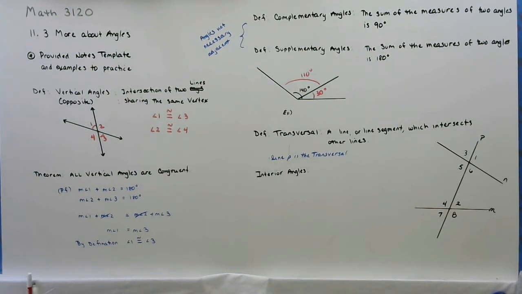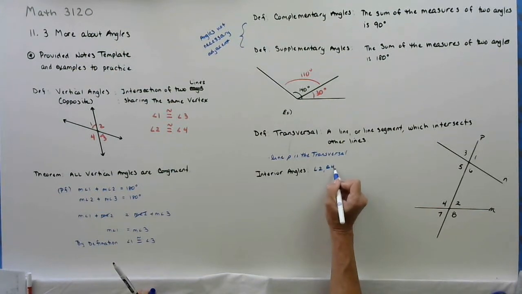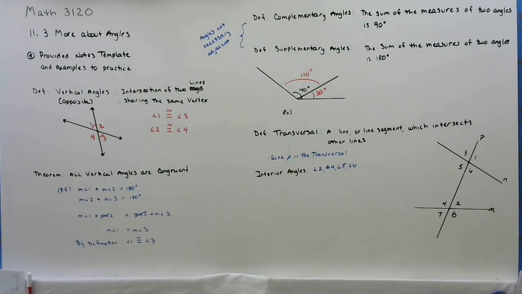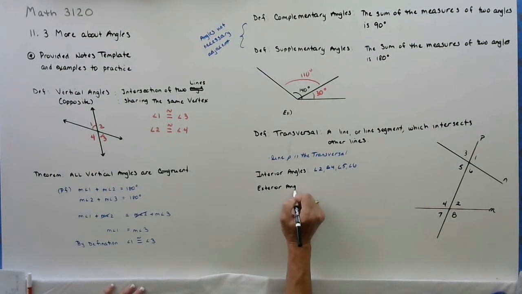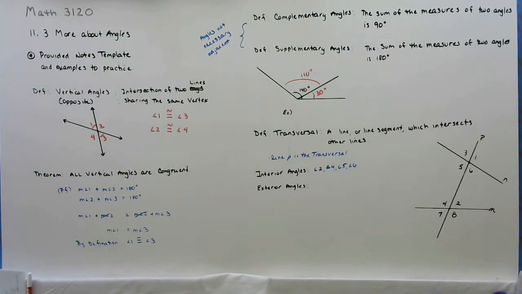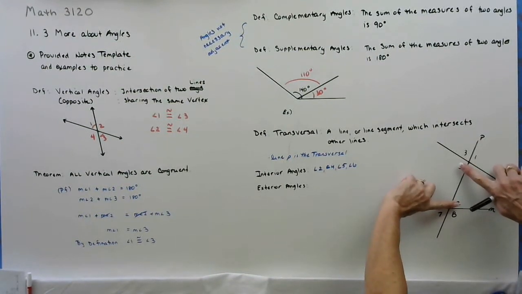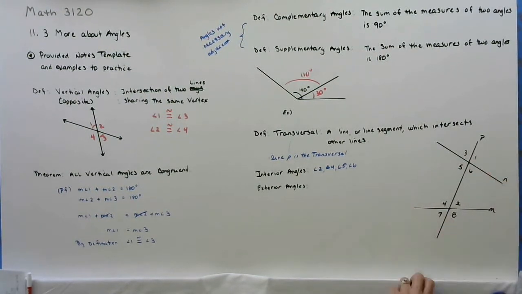What did I just do with the blue pen? It's right here. So angle 2, angle 4, angle 5, angle 6. And then we also have what are called exterior angles. And they're on the outside. So if I have my two lines again, you'll notice that the angles that are on the outside of those two lines are 1, 3, 7, and 8.